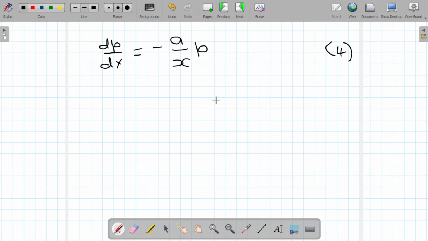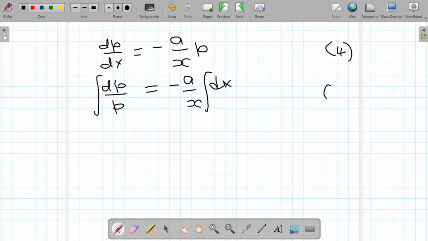So now you can see if we separate the variables out, we divide both sides by p to get dp over p, and we multiply both sides by dx to get minus a over x dx. And when we do that, we have to put in integral signs. So I'm just going to try and write that as neatly as I possibly can. And we're going to call that equation 5.